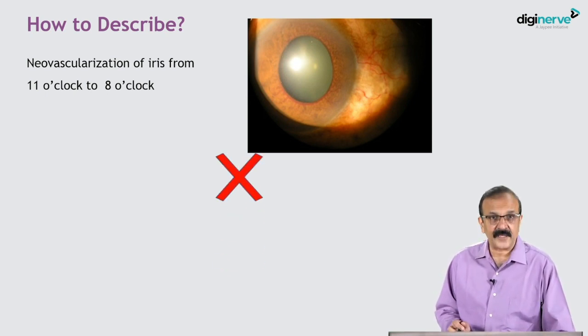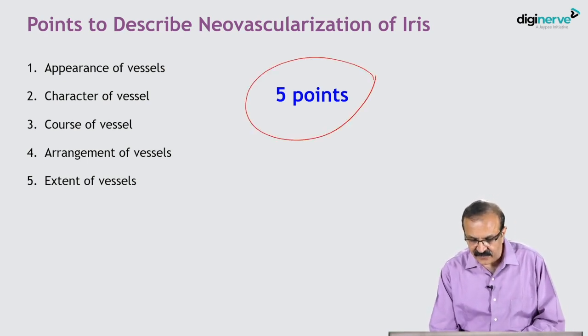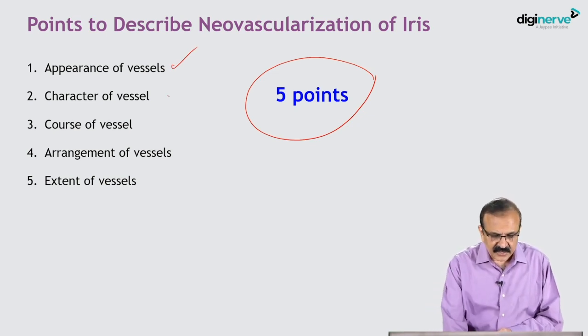We should not describe like that. However, we should use 5 points to describe an NVI. How do the vessels appear? What are the characters of these vessels?